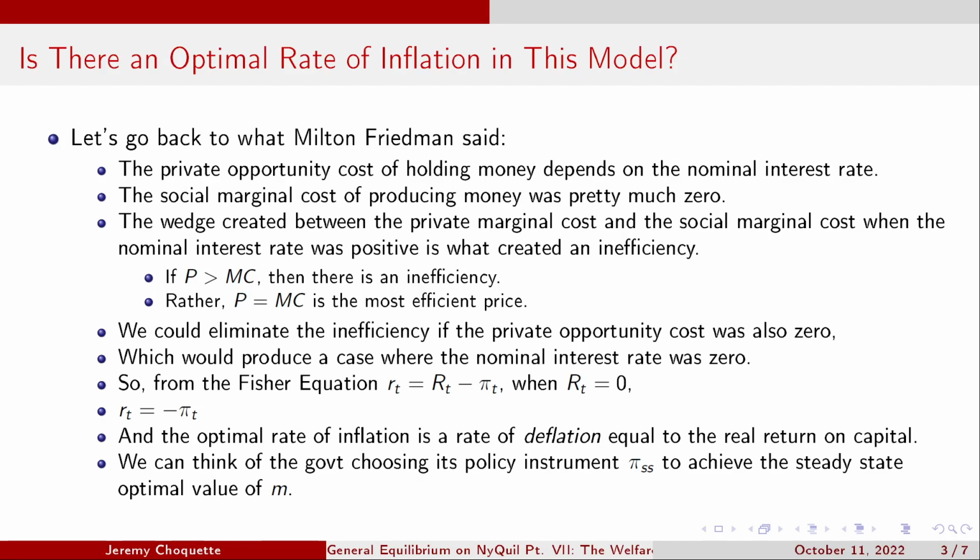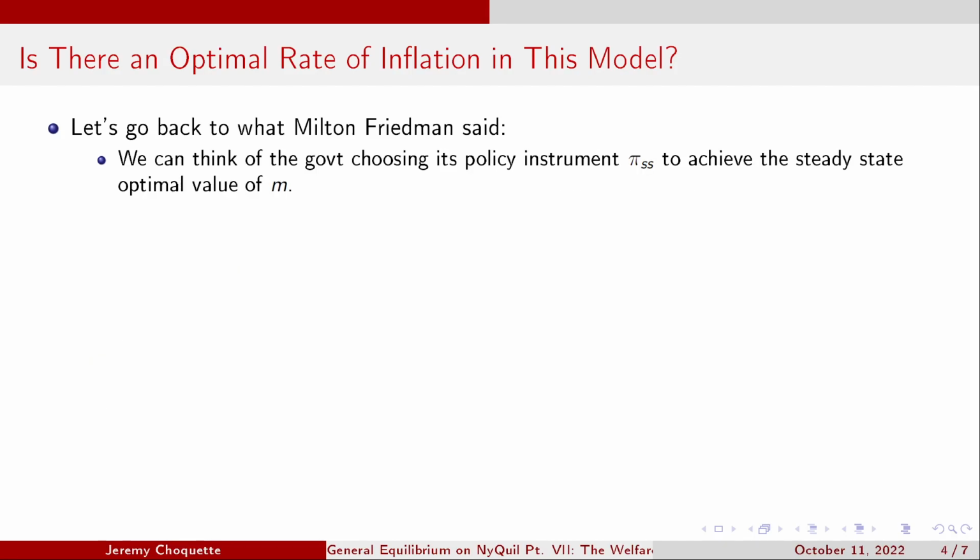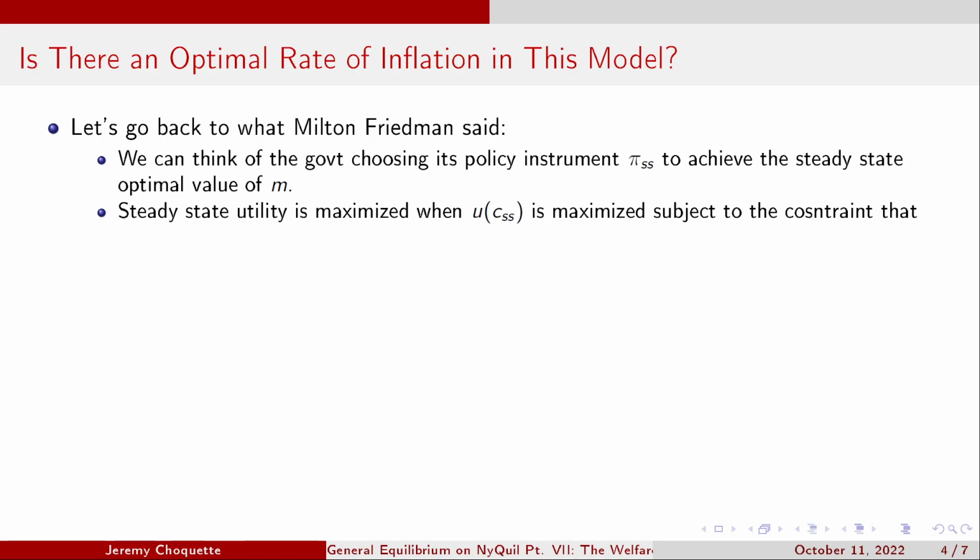And in this case, even though we've got a general equilibrium framework, we still have a situation where a zero nominal interest rate is the most efficient possible outcome we can get, at least when it comes to an optimal rate of inflation. So we can think of the government choosing its policy instruments, say steady state inflation, to achieve a steady state optimal value of real money growth, right? So we go back to what Friedman said, and when we apply it to models of this type, namely some kind of dynamic general equilibrium model with money in it, or a money in the utility function model, which I'll have another lecture on coming up, and then we can get into some more interesting stuff after that.